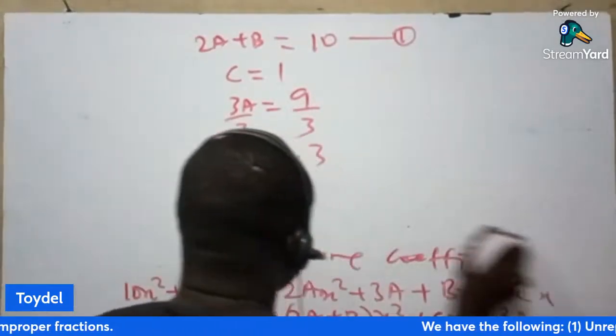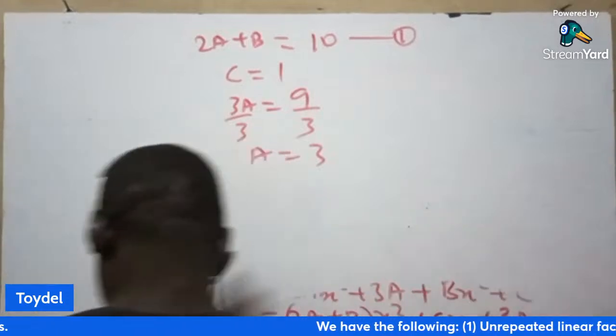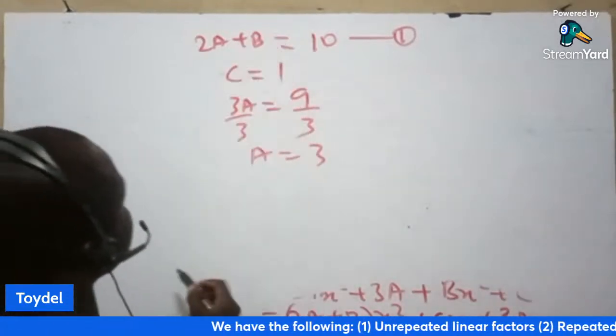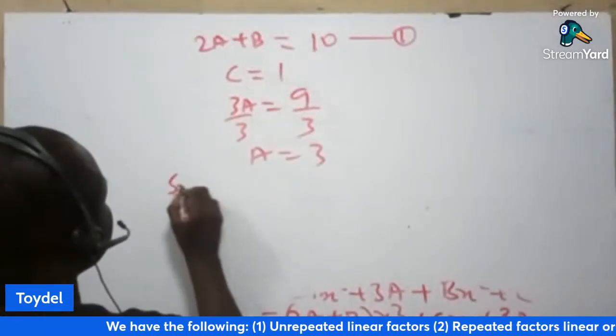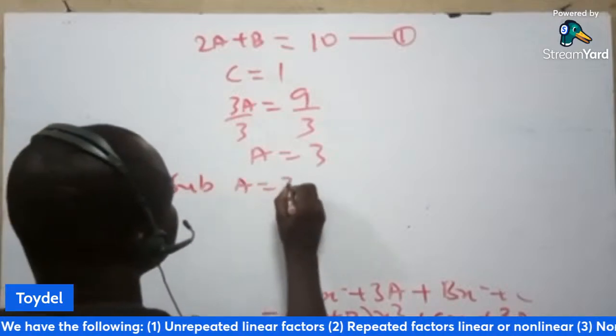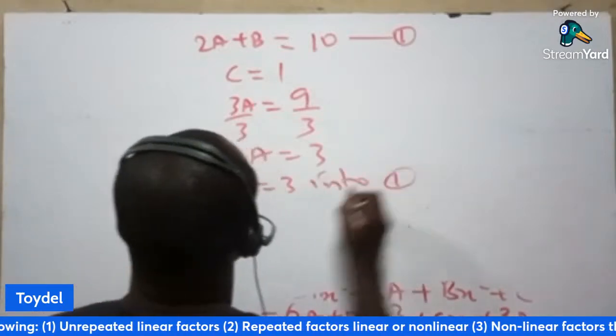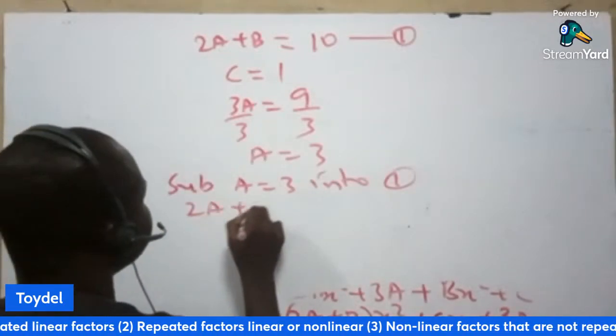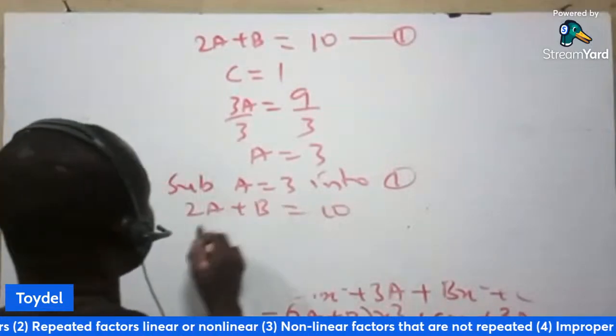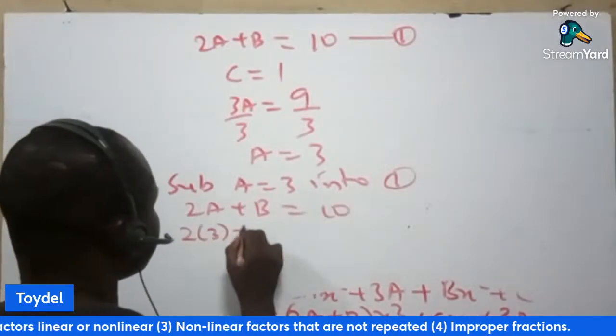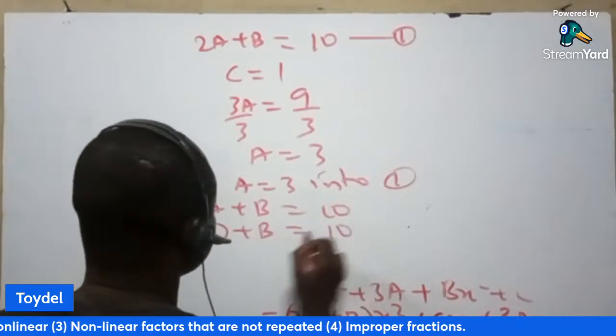We have gotten the value of A, we have gotten the value of C. So then we can substitute A is equal to 3 into equation 1. I have 2A plus B is equal to 10. So here I'm going to have 2 into bracket 3 plus B is equal to 10. 2 times 3 is 6.